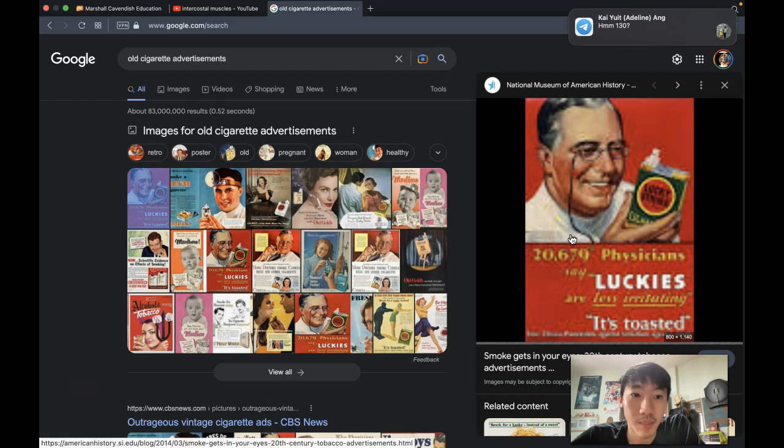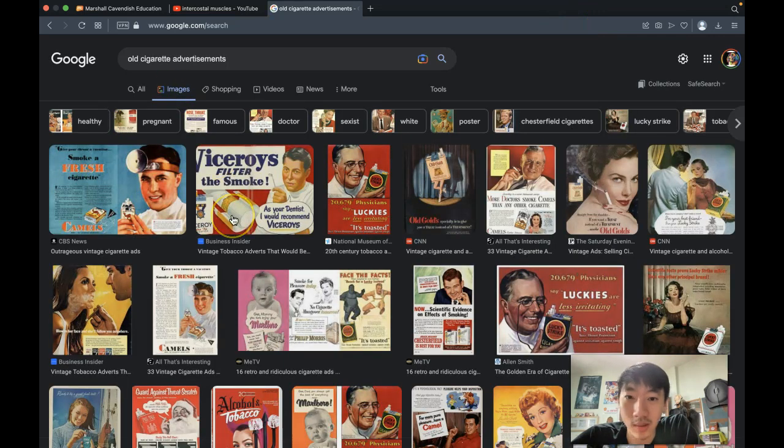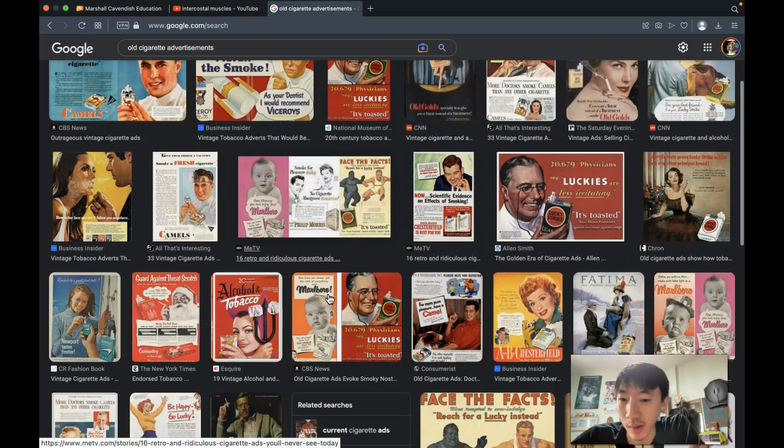Okay, so yeah, all these old images showing how cool cigarettes are, right?